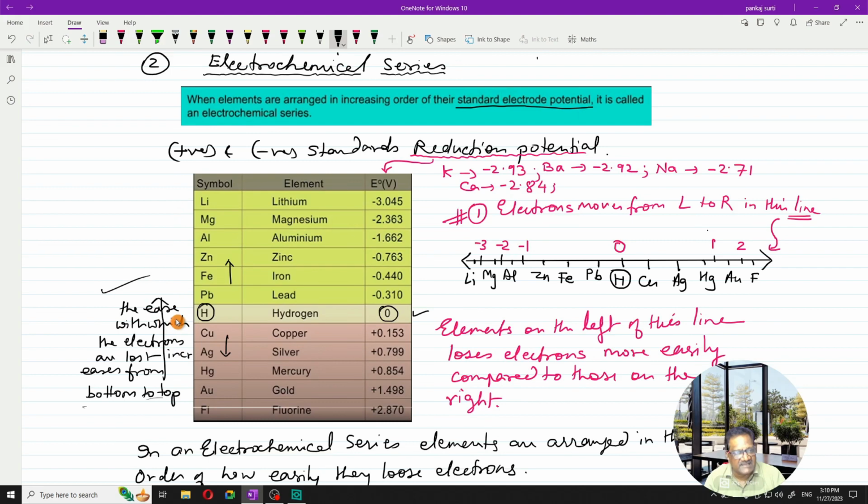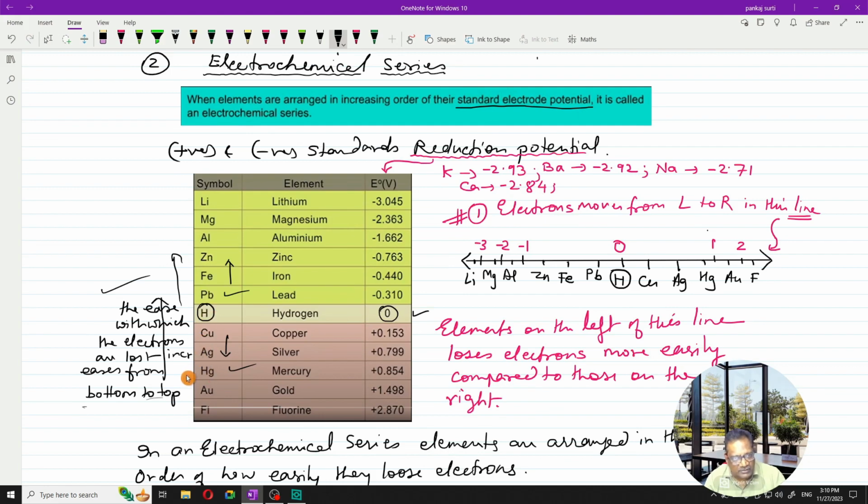So the ease with which the electrons are lost increases from bottom to top. If you go from bottom to top, that is from fluorine to lithium, along this line in this direction, what these elements indicate is that the ease with which the electrons are lost is increasing. The meaning of this is, suppose you take lead, and suppose you take mercury. Lead is higher in the series, it is above, and mercury is below.